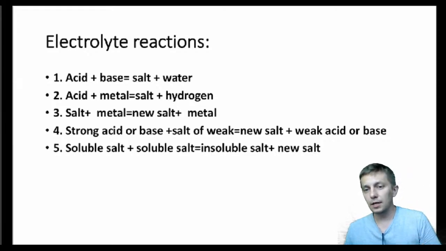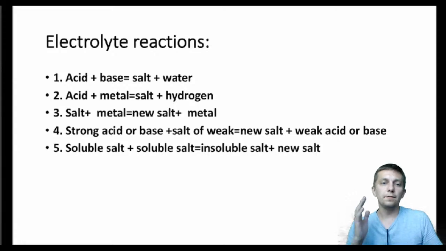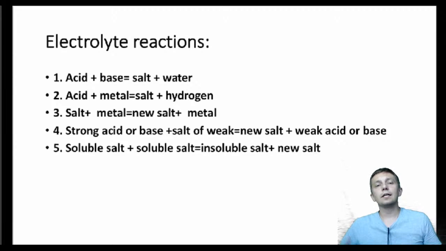If an acid reacts with a base, it's always. If an acid reacts with an active metal, always. A salt reacts with an active metal, always. A strong acid or strong base reacts with a salt, yes, it's also always. And if from 2 soluble salts you can get at least 1 insoluble salt, a reaction will happen. And today we will talk more deeply about what an electrolyte means and how we can write equations properly.